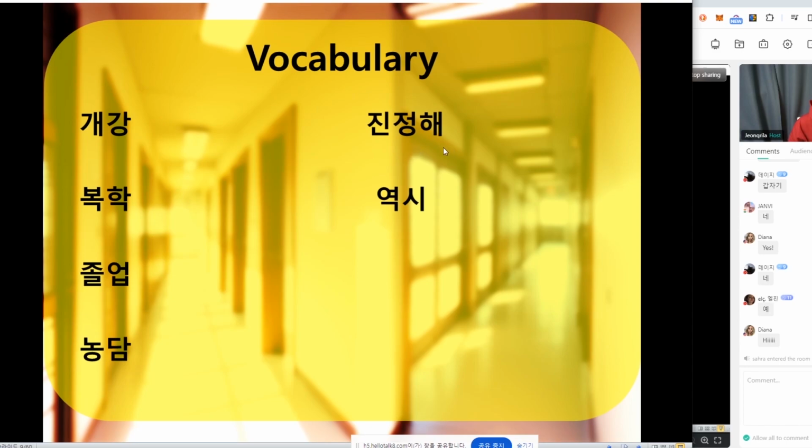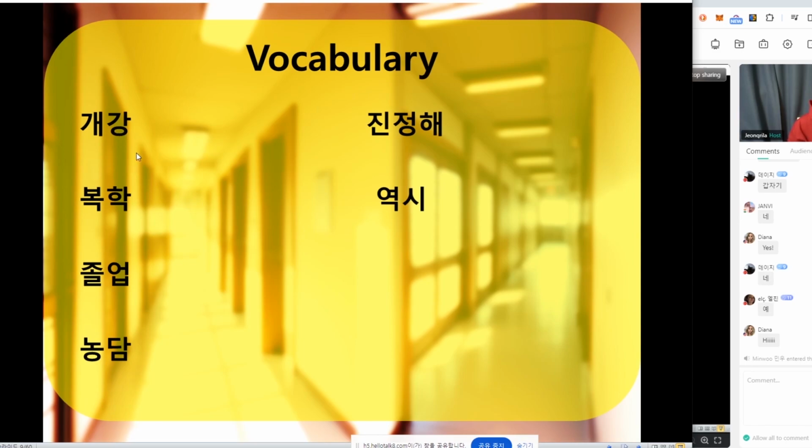진정해. This is a phrase. This is kind of expression. 진정해. Good. And the last one, 역시. Okay, let's get the meaning, everybody.